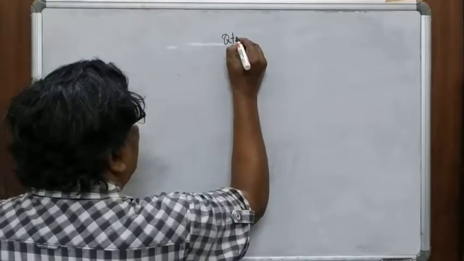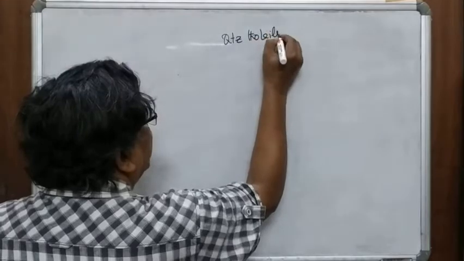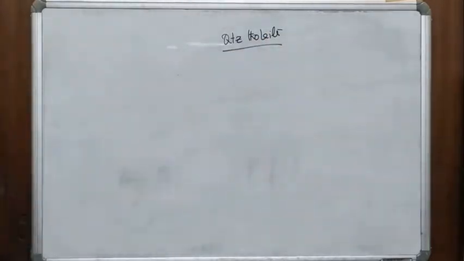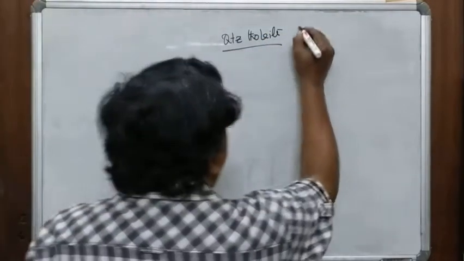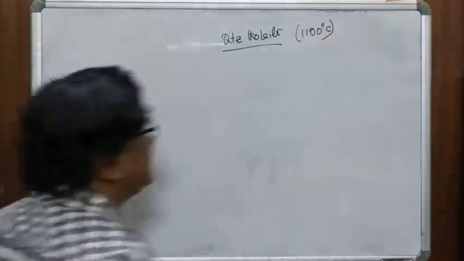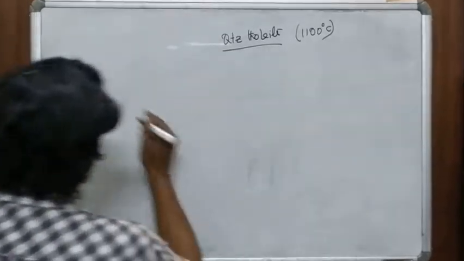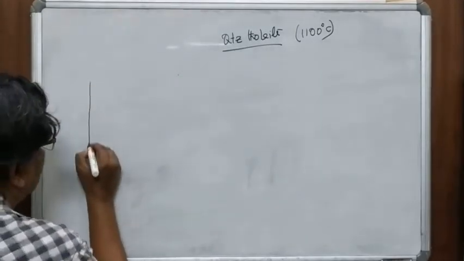Now here is an experimental work. The rock was, let me first draw it, quartz tholeiite. The rock was quartz tholeiite. Experiments were done at 1100 degrees centigrade. So here is the result of the experiment.